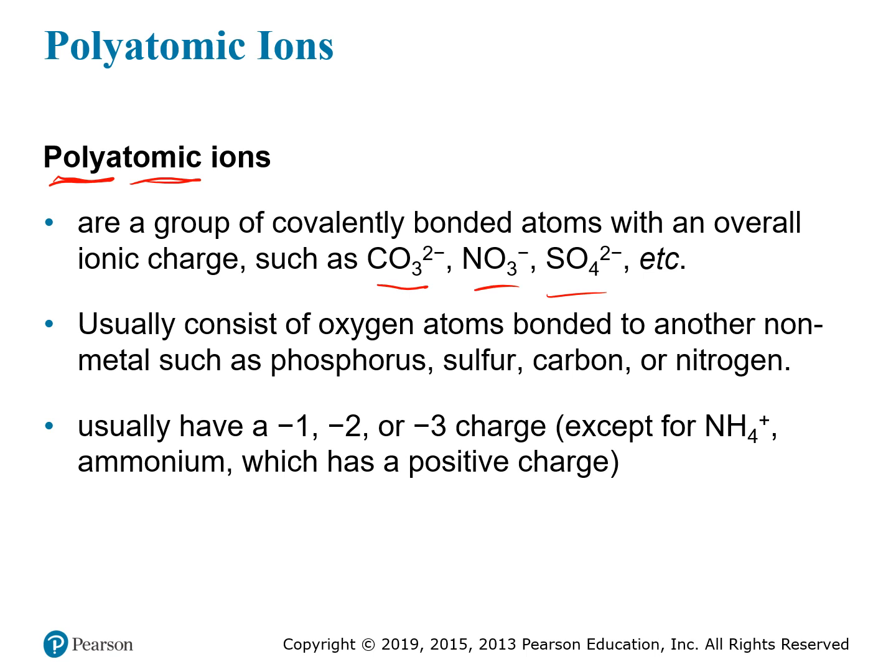in ionic compounds. Most polyatomic ions consist of oxygen atoms bonded to another nonmetal, such as phosphorus, sulfur, carbon, or nitrogen. You can see the examples here: carbon with some oxygen, nitrogen with some oxygen, sulfur with some oxygen. And we'll see many more examples. Usually they have a negative charge. Most of them have either a -1, -2, or -3 charge. The only real exception to that is the polyatomic ion that we call ammonium, NH4+, and that has a positive charge.